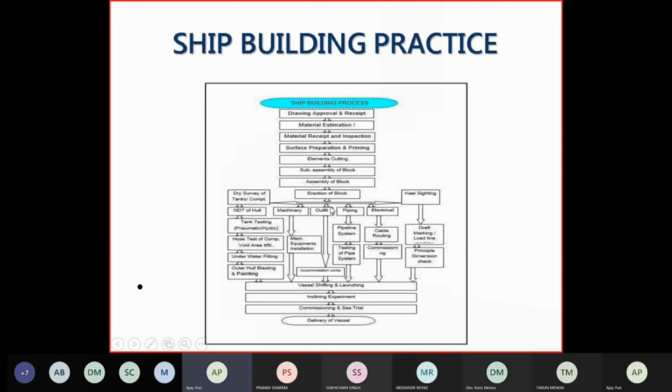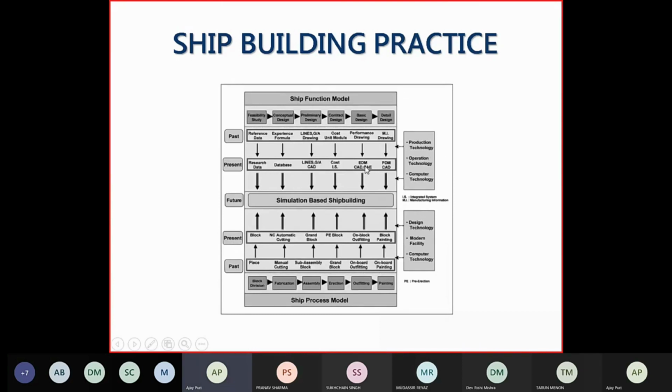Machinery will be fitted, your outfitting, piping is fitted, electrical fittings, and then your tank testing, hose test, underwater fitting, outer hull blasting, accommodation works done, and after everything is done, then you have launching, vessel shifting and launching, inclining experiment, commissioning, sea trial, and delivery. So this is the entire shipbuilding process.